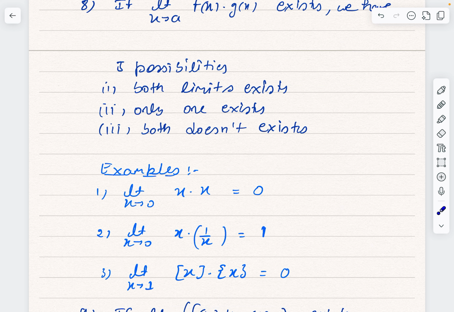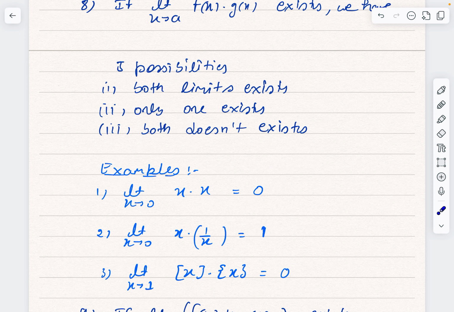So if I take RHL, x tends to 1 positive, step x will be 1, fraction x will be 0, so 1 into 0 will be 0. And if I take 1 negative, then step x will be 0 and fraction x will be 1. So 0 into 1 again will be 0. So the product, if you do, the limit exists.